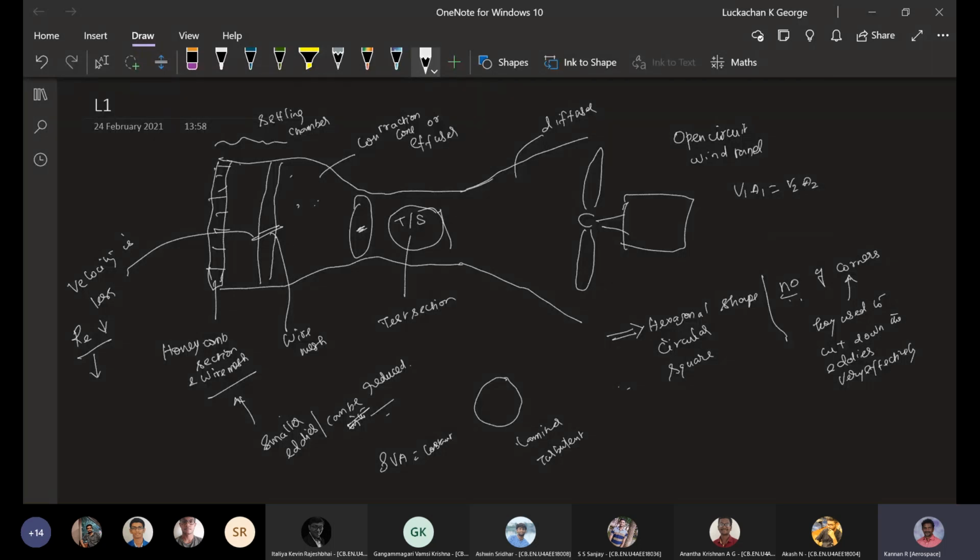Further, your diffuser. Basically it converts the kinetic energy into pressure energy. Why do we have to do this? If you do not convert the kinetic energy into pressure energy, there is a sudden expansion, and you need to give more power for the fan to suck the air. Then your overall efficiency is going to come down. So these are the things you have to know in the case of an open circuit wind tunnel.